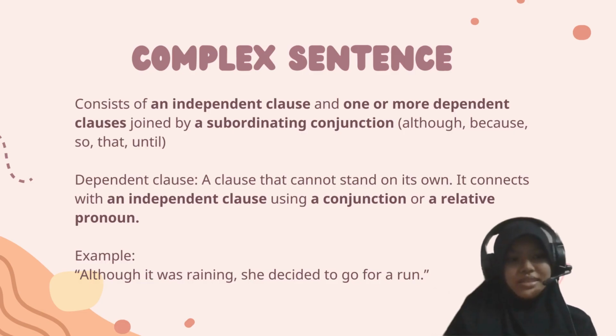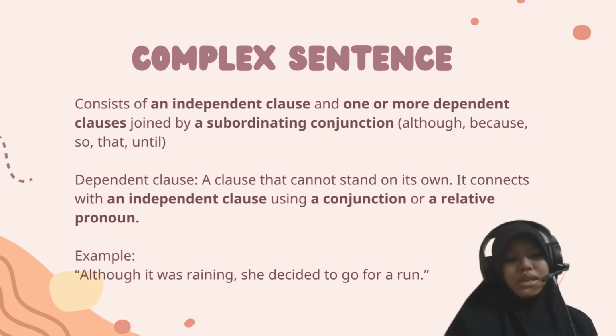A complex sentence consists of an independent clause and one or more dependent clauses joined by a subordinating conjunction like although, because, so, that, and until. What's a dependent clause? Also known as a subordinate clause, it is a clause that cannot stand on its own. It needs to connect with an independent clause using a conjunction or a relative pronoun.